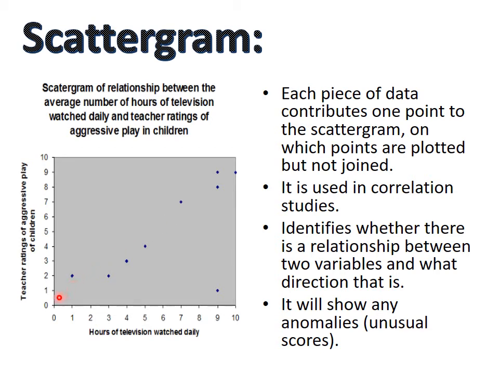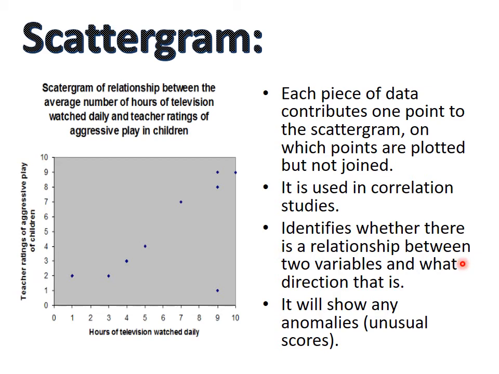Scattergrams are useful because you can draw a line of best fit, and if it goes like that, then you know you've got a positive correlation. If it goes like that, then you've got a negative correlation. If they're all over the shop, there is no correlation. Scattergrams are also useful because you can spot anomalies in your data set quite easily. This child here, this placid little fella, I'm assuming he's a male, gets a rating of 1. Not very aggressive at all, but watches 9 hours of TV a day. So he's not really fitting the pattern. Scattergrams are a graph that you might be asked to draw.